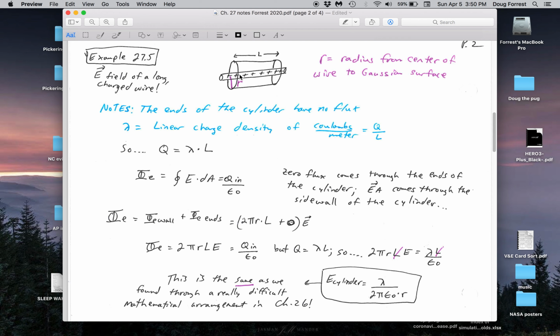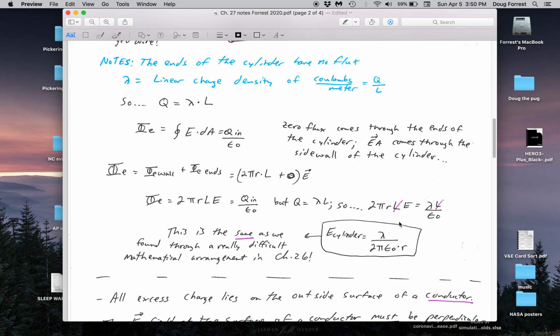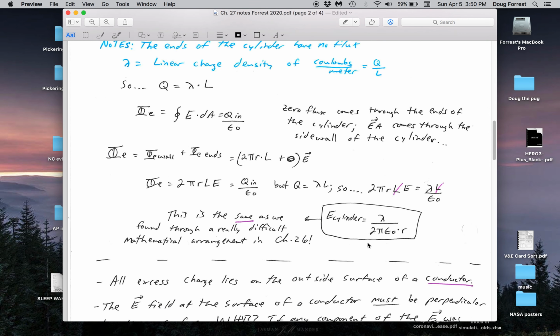Well, the circumference of a circle is 2 pi r, and the area of a cylinder is 2 pi r times the length. But we know that the charge is equal to lambda times the length. So when we look at the charge divided by epsilon naught, this is equal to E times A, the length actually cancels out as well. And so the electric field away from a cylinder only depends on how far away you are from it, as well as the linear charge density.